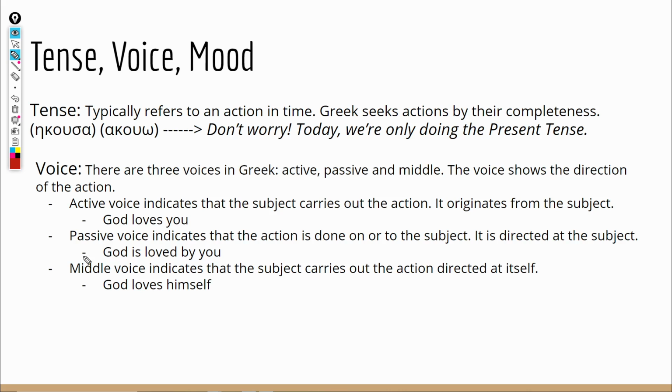So then the middle voice. If in the active voice the subject is doing the action, and in the passive voice the action is happening to the subject, the middle voice is a bit weird in that it indicates the subject is carrying out the action, but the action has a special implication or meaning towards the subject itself. So you could say something like God loves himself. God is doing the action, but he's also the recipient of the action in the same way, okay?